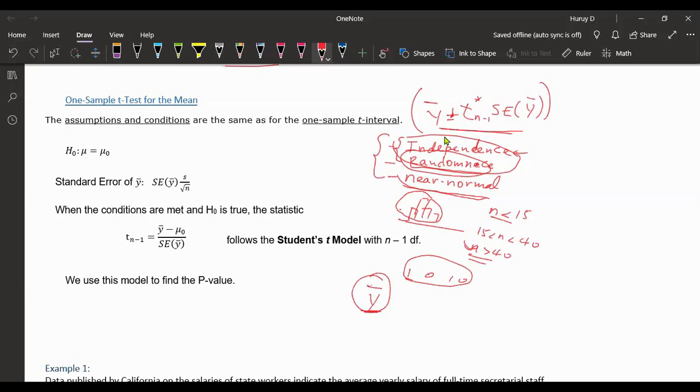All right, so here are the assumptions. And once you check the assumptions, then you write your hypothesis test. And the null hypothesis is always given by this one.